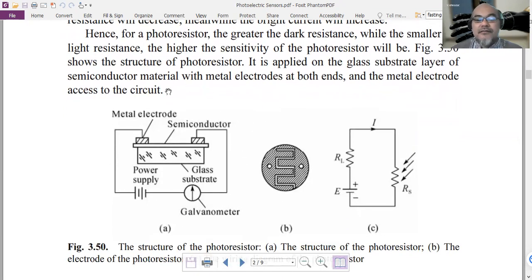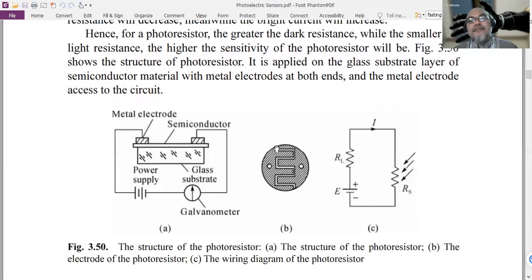So this shows the structure of a photoresistor. It consists of a semiconductor connected with two metal electrodes, and usually at the other side it has a glass substrate where light can pass through and affect the semiconductor. And this is how it looks, usually with a meandering structure. This shows the electrode. So the wiring diagram is like this. It's a resistor with the symbol of an arrow coming into that resistor, the photoresistor.